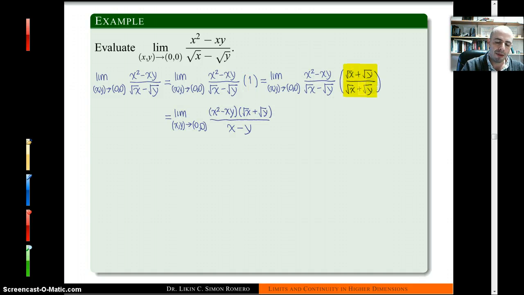I'm going to multiply by this, and notice why I'm doing that, because I'm going to multiply by the conjugate of the denominator. Remember, the denominator is the thing that I want to get rid of or change a little bit. So we end up with this.